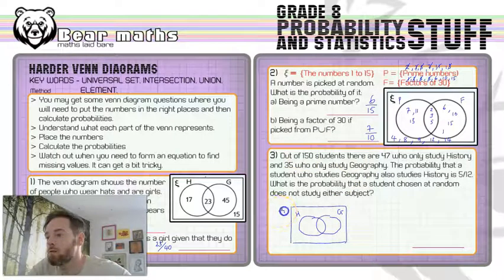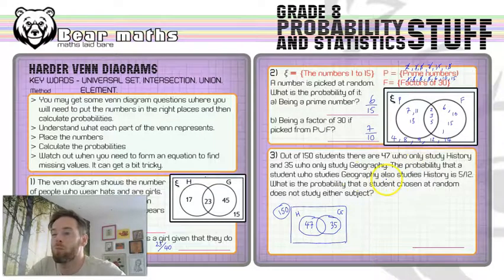So we know the total, the universal set, I'm not going to try and draw the symbol, is 150. Everything in this Venn diagram would add up to 150. We know that 47 only study history. So 47 only studying history is this bit of the circle. It doesn't overlap with the geography. 35 only study geography.